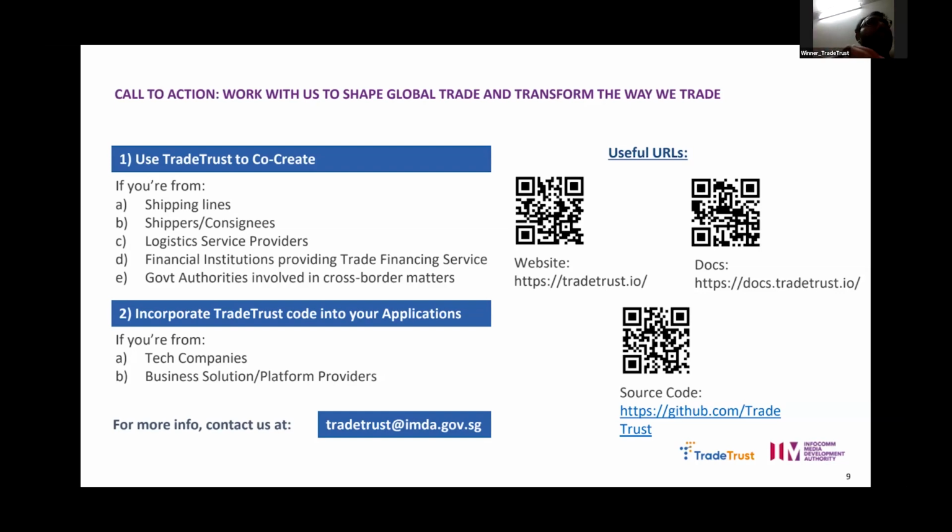For MSMEs, we work with our various divisions within IMDA because we are the authority to actually help the local SMEs to upskill themselves. So we have various initiatives to actually roll this out. So that's how we work with the different players. There are just a few of them: traders, carriers, banks, logistic providers. Yes. Hope that answers the question.